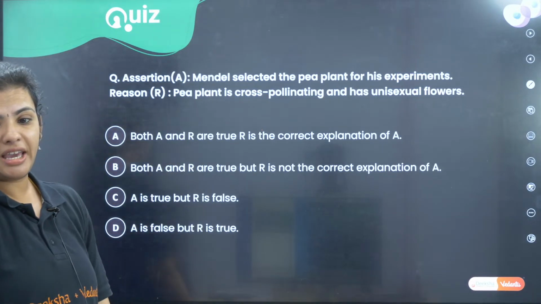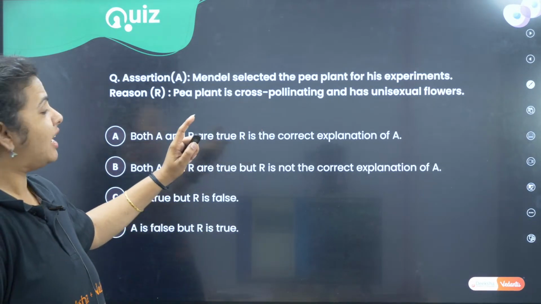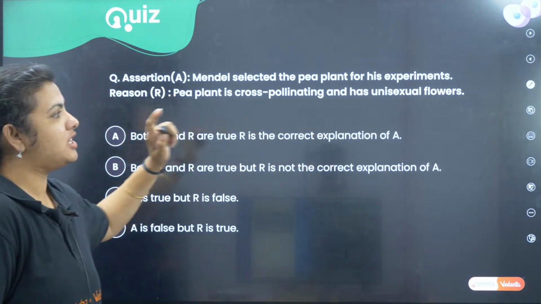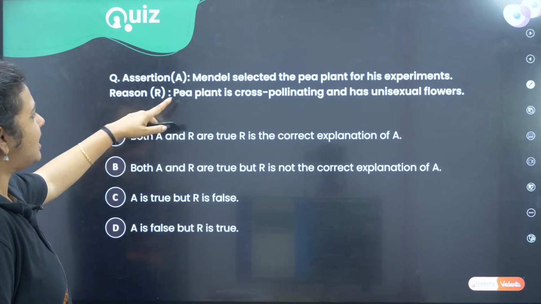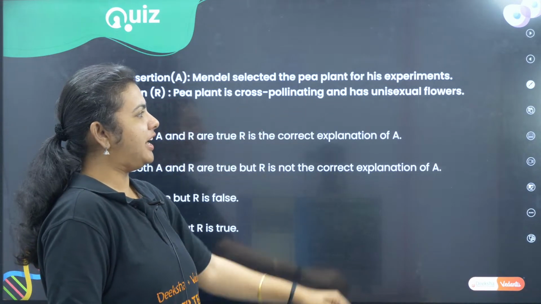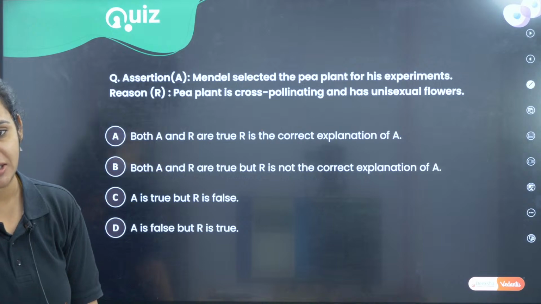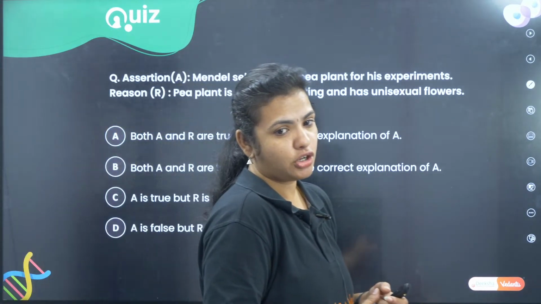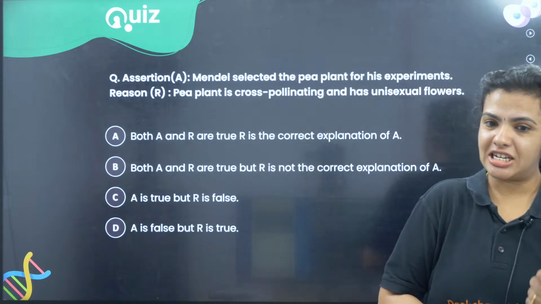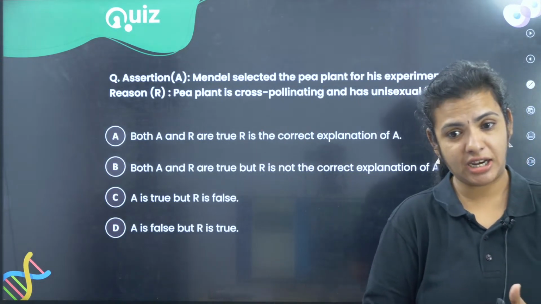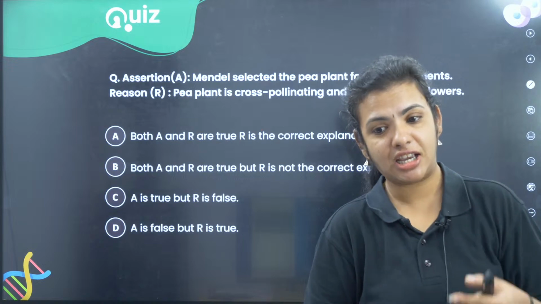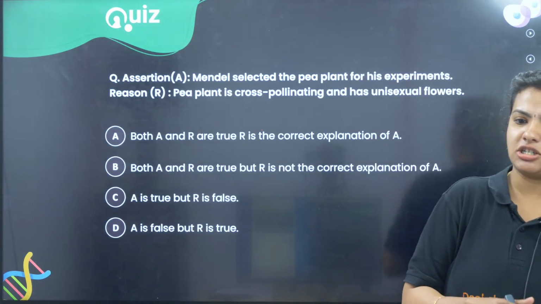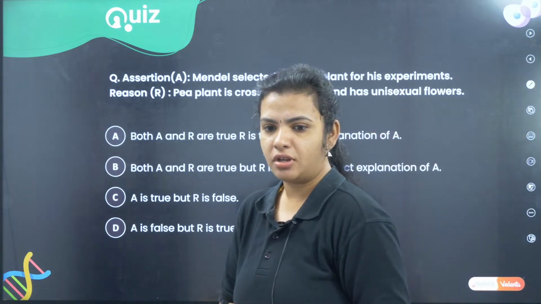Okay. So, we have an assertion here. Mendel selected the pea plant for his experiments. The reason says pea plant is cross-pollinating and has unisexual flowers. Alright. So, what is the answer for this question? Is the assertion correct? Reason correct? If yes, is it the correct explanation, or just the assertion is correct, reason wrong, assertion wrong, reason true.